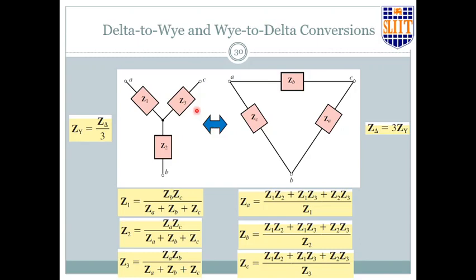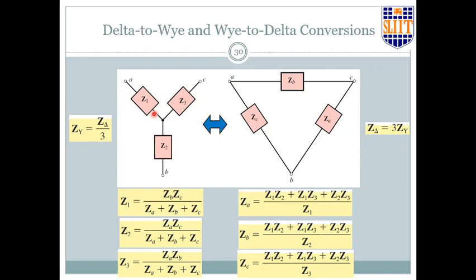Same way, if these three are equal to each other, what will be 3Z squared divided by Z, or 3 Zy squared divided by 3 Zy. So Zy cancels out, so 3 Zy is the answer. So if these three are equal to each other, each of these will be equal to 3 times this. You can easily derive that from this equation if these are equal to each other. All these three are equal values.